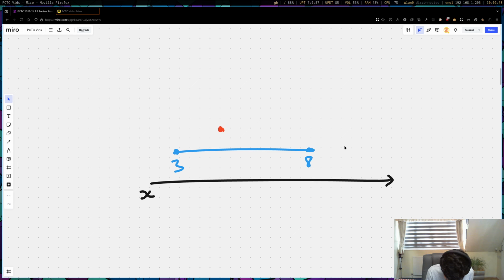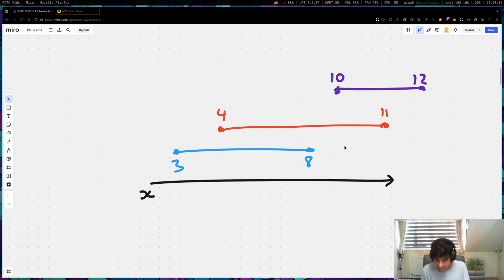And now let's say we draw a second line. That's going to be that. Let's say that is 4 and that is 11. And so the question is, how do we figure out whether the second red line intersects at all with the blue line? And let's actually make that even clearer with another example. Let's say we have a third line here. Let's say that's 10, and this is 12. So how do we check in code whether the red line intersects with the blue line, and whether that purple line intersects with the blue line?